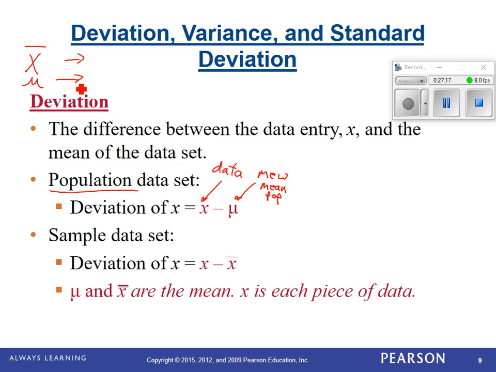Again, this is just deviation. We're not even talking about standard deviation yet. Standard deviation is taking all those deviations, how far each piece of data is from the mean in the set, adding them all up, and dividing by how many pieces of data there were.